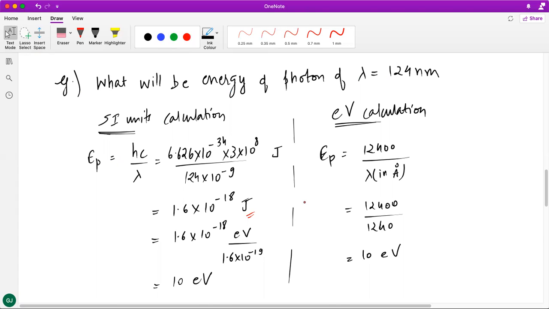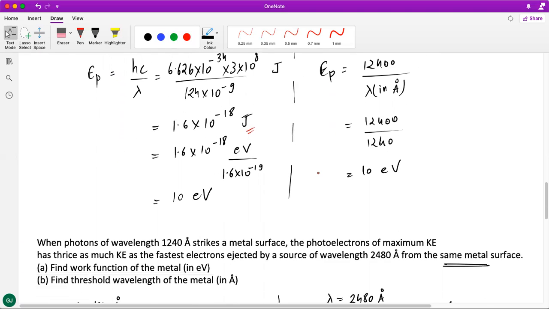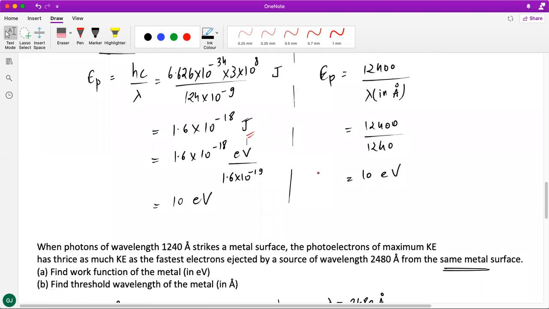To practice this, let me assign one more question towards using this electron volt unit and this formula of energy of photon. All right, so here's the question. Again, you can pause and try to solve it by yourselves.